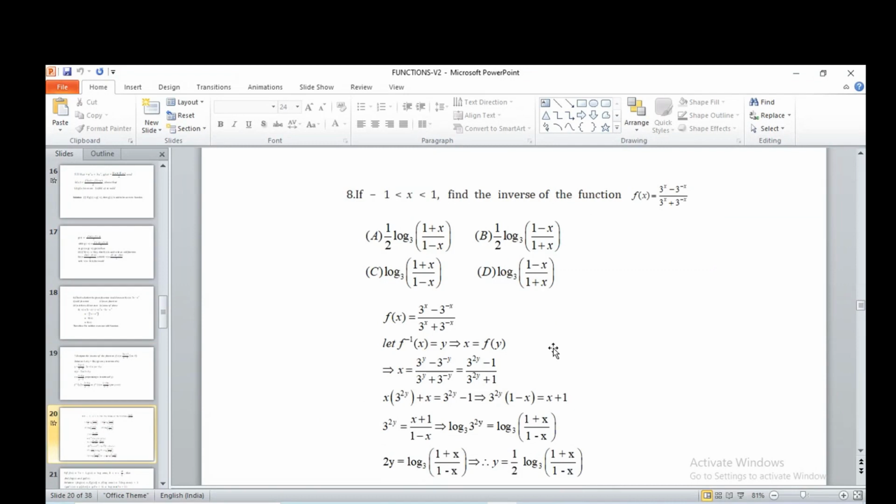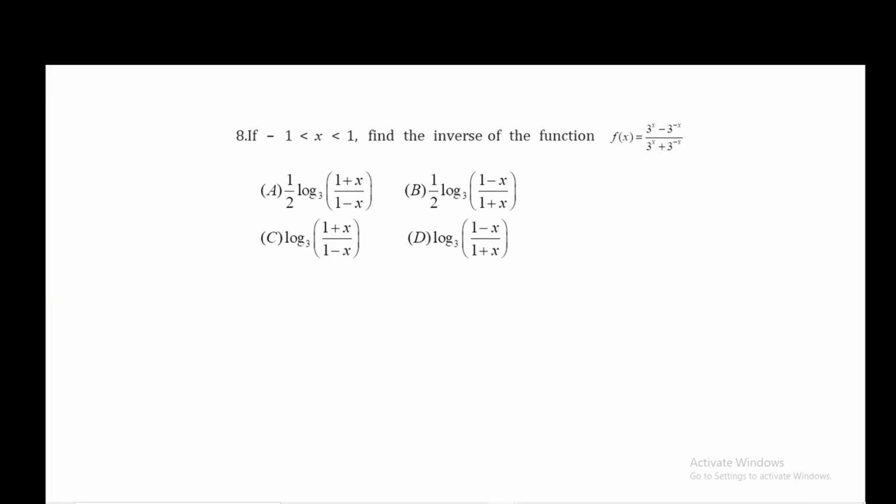Same procedure. If x varies from minus 1 to plus 1, find the inverse of this function. These are all the 4 options. Can anyone guess which one is the correct answer? Then I will show the answers for you. Just guess it, whether it's right or wrong, that is not a problem. You just guess an answer, then we will see the detailed answer.